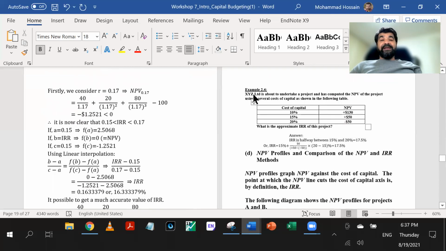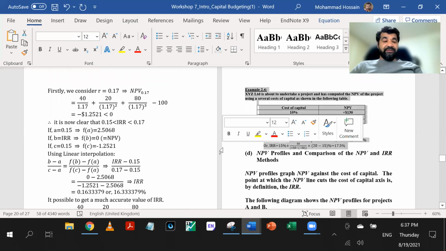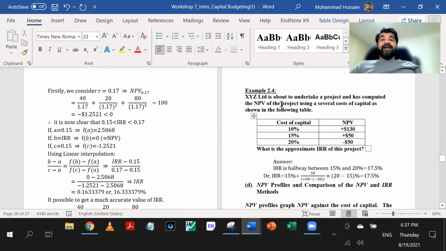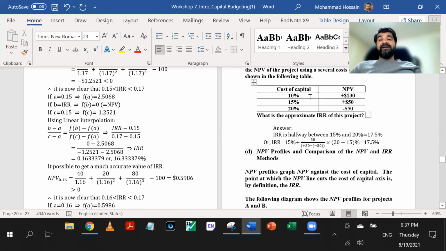So now, example 2.4. XYZ Limited is about to undertake a project and has computed the net present value of the project using several costs of capital, as shown in project B. If the cost of capital is 10%, net present value is plus 130; at 15%, net present value is plus 50; at 20%, net present value is minus 50. What is the approximate IRR of this project?